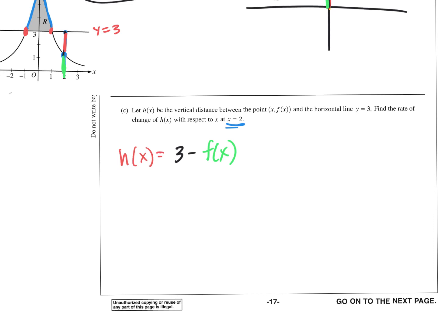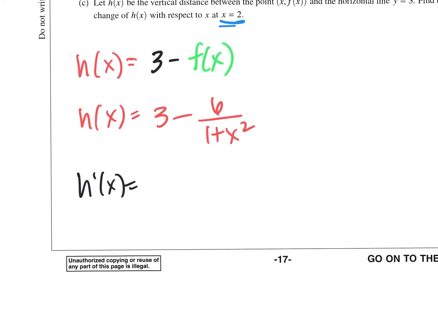Do we know what f of x is? Did they give that to us? They gave us f of x to be 6 over 1 plus x squared. You guys, they want the rate of change. They want h prime. All right, let's go find h prime. What would the derivative of 3 be? Good. How do we find the derivative of negative 6 divided by 1 plus x squared? Low d high, low d high. So I'm going to just throw that negative with the 6. I'm going to say plus negative, so I know my high is negative 6.